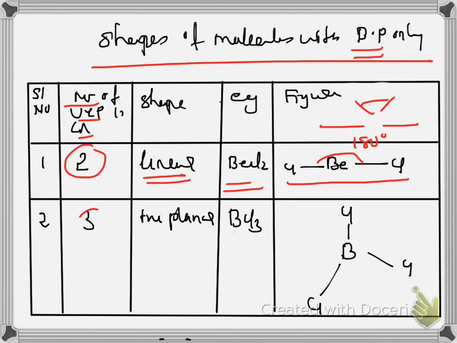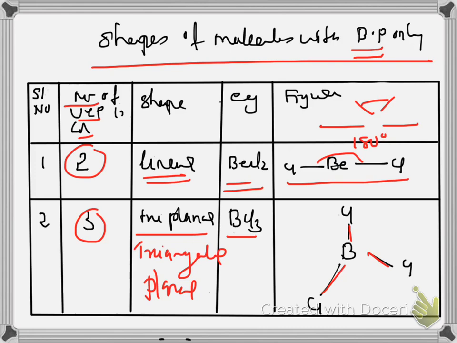If the valence electron pairs are 3 in number, shape will be trigonal planar, or triangular planar. Example BeCl3, and the structure is shown like this: 1 pair, 2 pair, 3 pair. This shape is called triangular planar. That means all 4 atoms are in a plane, a triangular shaped plane, and the angle is 120. Here the total angle is 360, divided into 3 equal parts, so one part is 120 degrees. In the linear case it is 180; here it is 120.